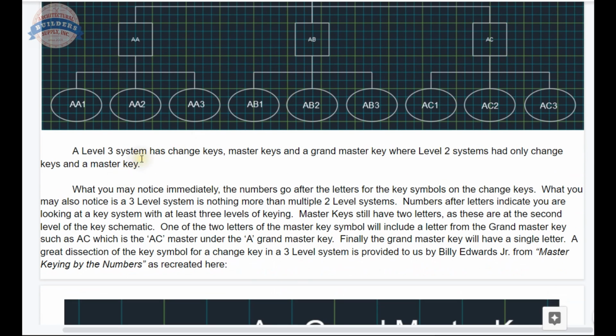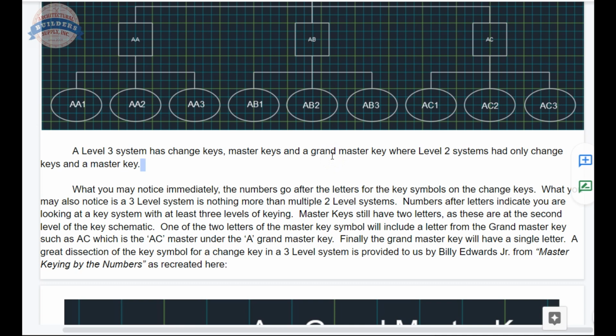A level 3 system has change keys, master keys and a grandmaster key. That grandmaster key is literally called the grandmaster or the TMK, but you'd call it the grandmaster. Where level 2 systems had only change keys and a master key. What you may notice immediately, the numbers go after the letters, and that's the difference. We now know that's a 3-level system, and that it's just multiple two-level systems put together. Numbers after letters indicate you are looking at a key system with at least 3 levels of keying. Master keys still have 2 letters, as these are at the second level of the key schematic.